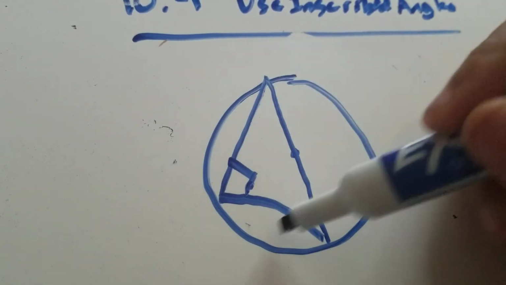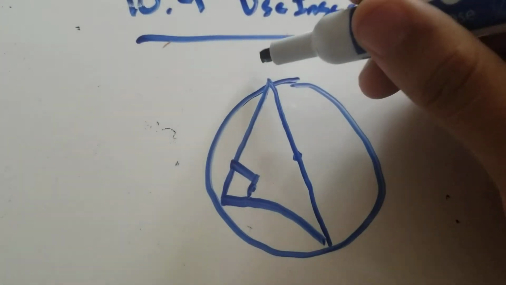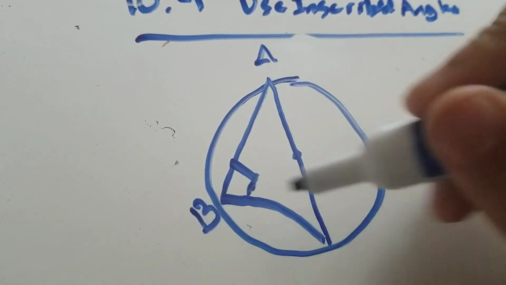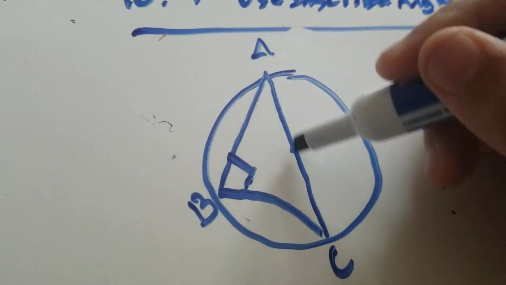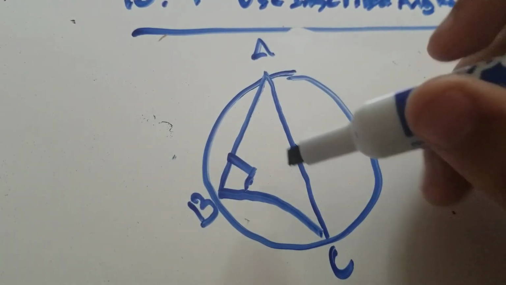So here's the first thing. It's a triangle in a circle, and we know it's a right triangle. We know for a fact that the right triangle's hypotenuse is the diameter. How do I know that for a fact?